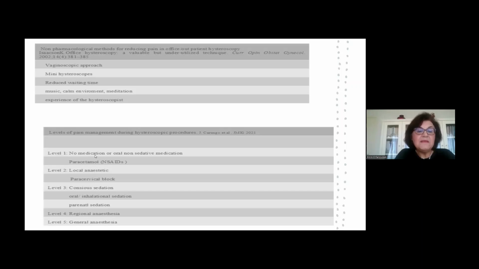Level 1, no medication or oral non-sedative medication. Level 2, local anesthetic, paracervical block. Level 3, conscious sedation, oral, inhalation, or parenteral sedation. Level 4, regional anesthesia. Level 5, general anesthesia.